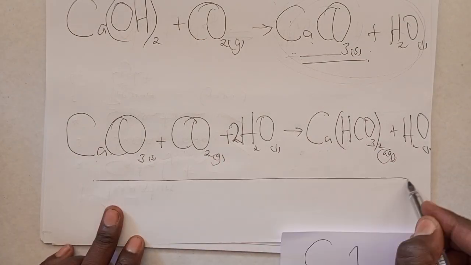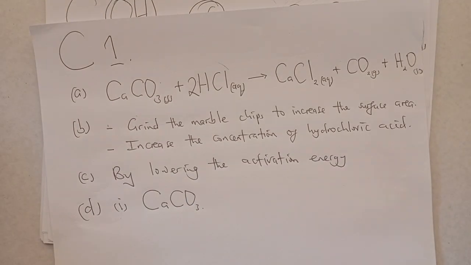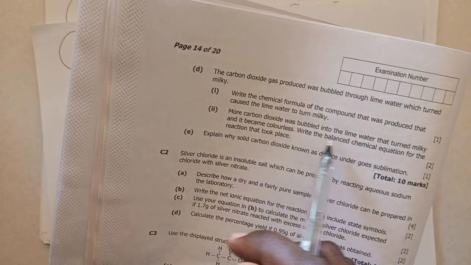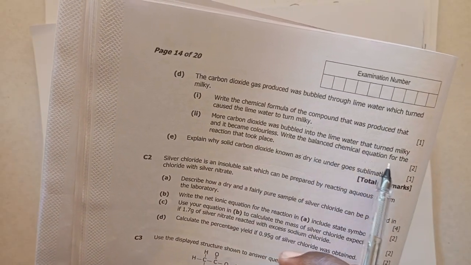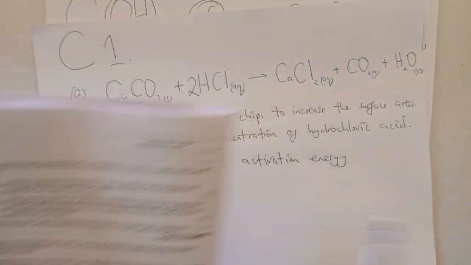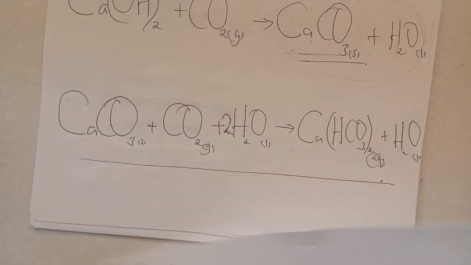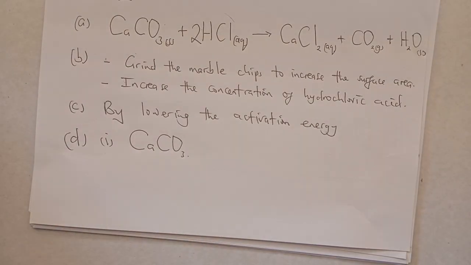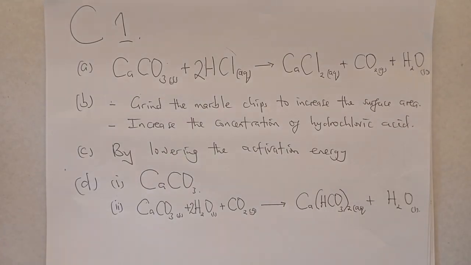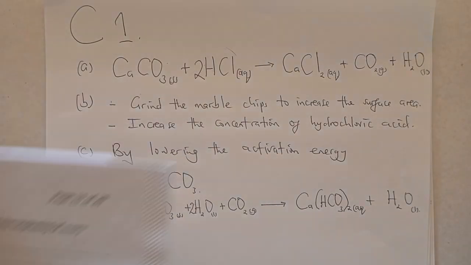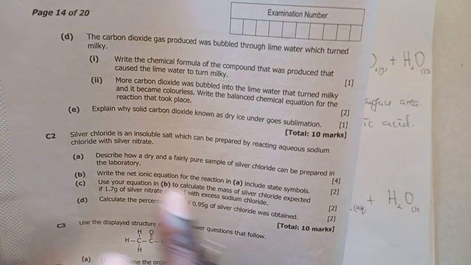The equation is balanced. So the next question says, write the balanced chemical equation for the reaction that took place. So as well, we're just going to copy this equation and put it here as our answer. So we've just duplicated the equation, and this is the one. Move on to the next question.